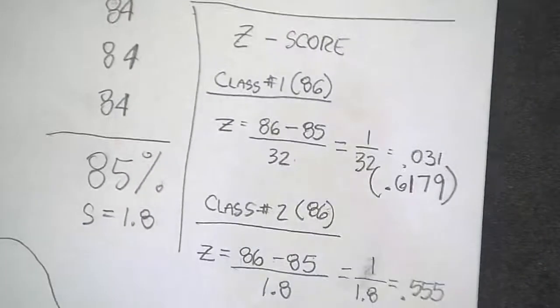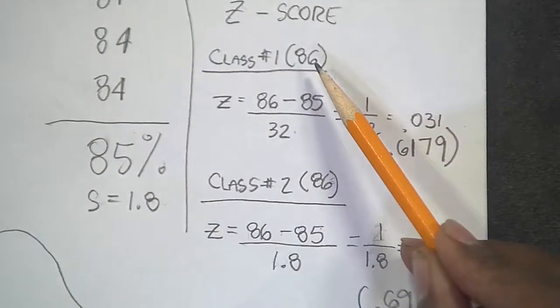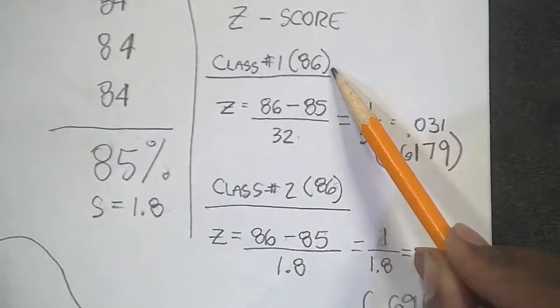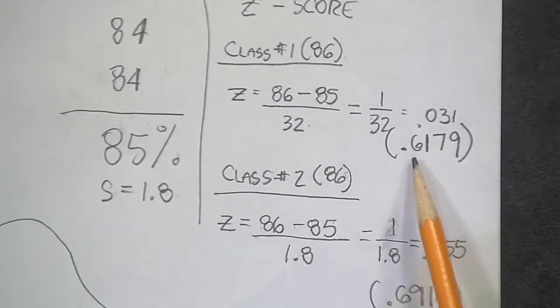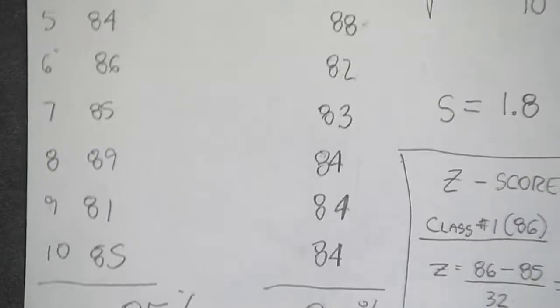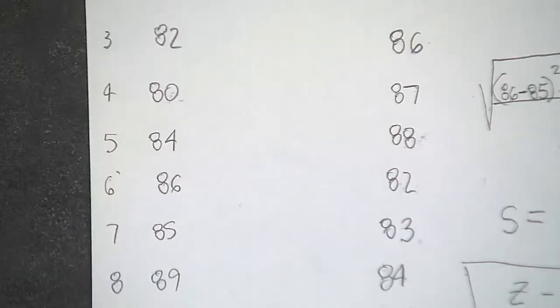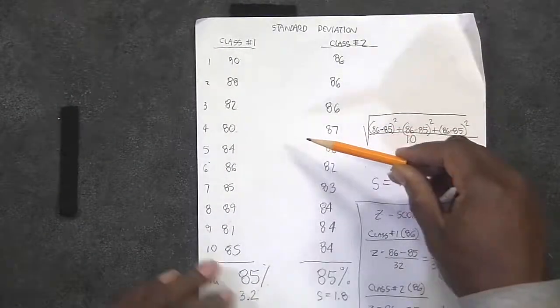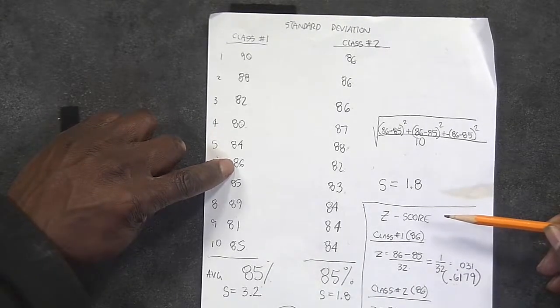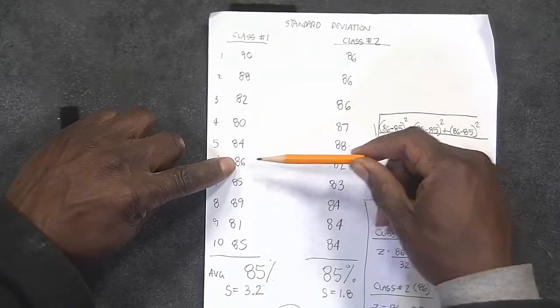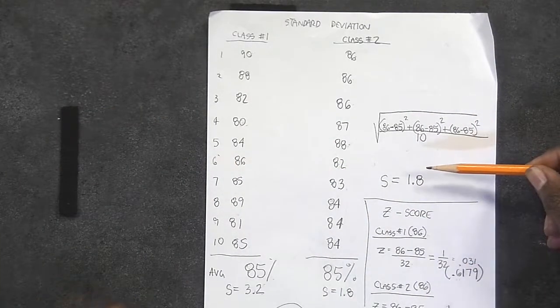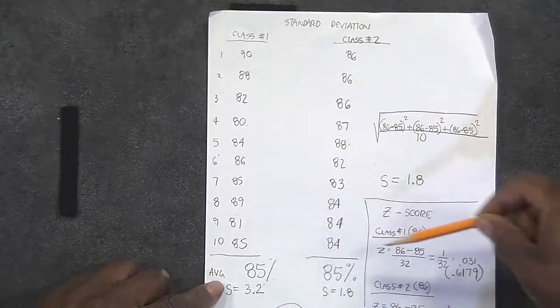Now what does that mean? How are you to use that? Well, what that means is the person who scored 86 in the first class scored better than 61% of the people in their class. They scored better than quite a number of people.